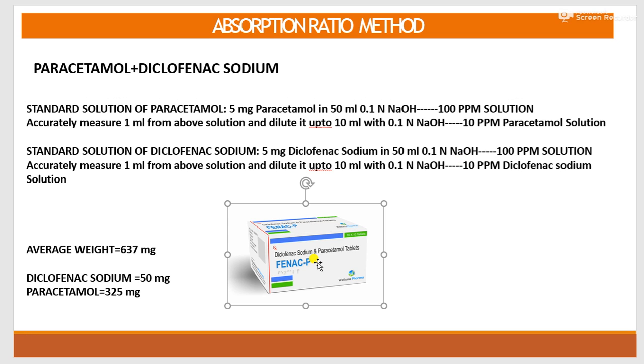This is the sample to be analyzed. 20 tablets are taken. Average weight is determined by first individually weighing the 20 tablets, and then the average weight is calculated. This is the average weight, 637 milligram, and it contains 50 milligram of diclofenac sodium and 325 milligram of paracetamol.